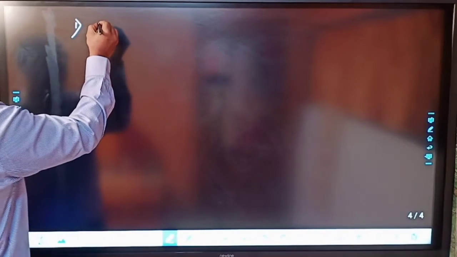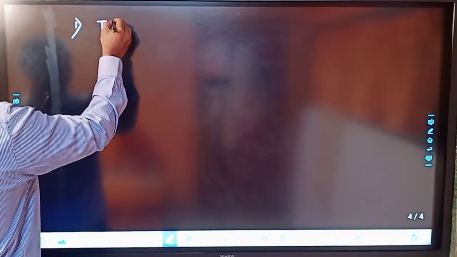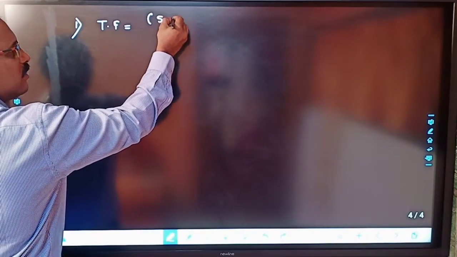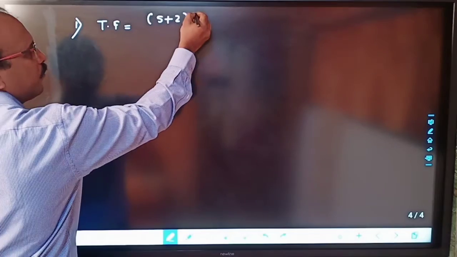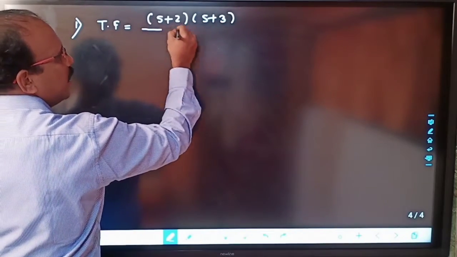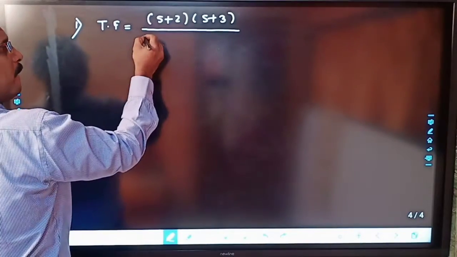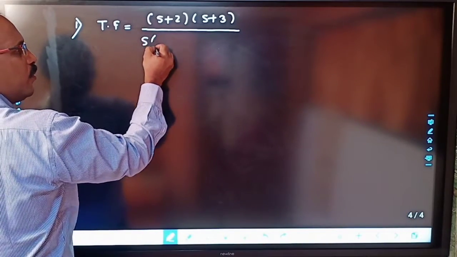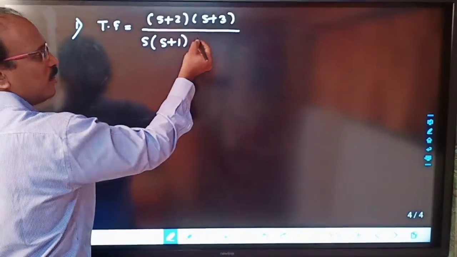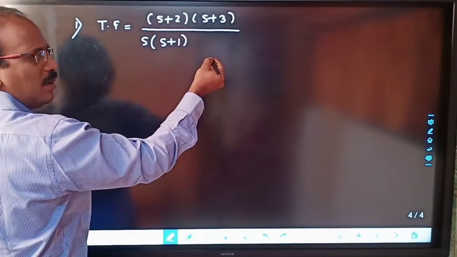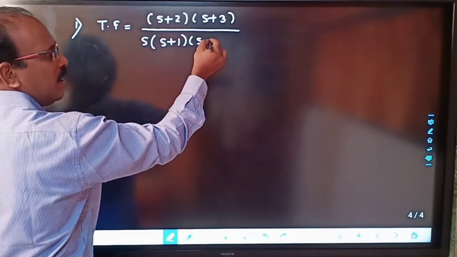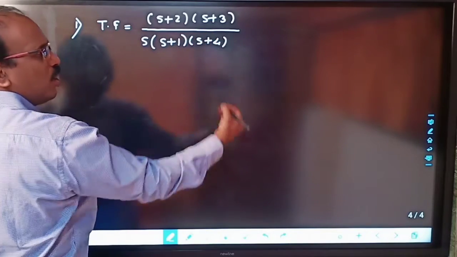I consider the transfer function equal to (s plus 2)(s plus 3) over s into (s plus 1). I cannot write s plus 2 in the denominator because it would cancel, so a different value must be there. S plus 4, I am considering normal.